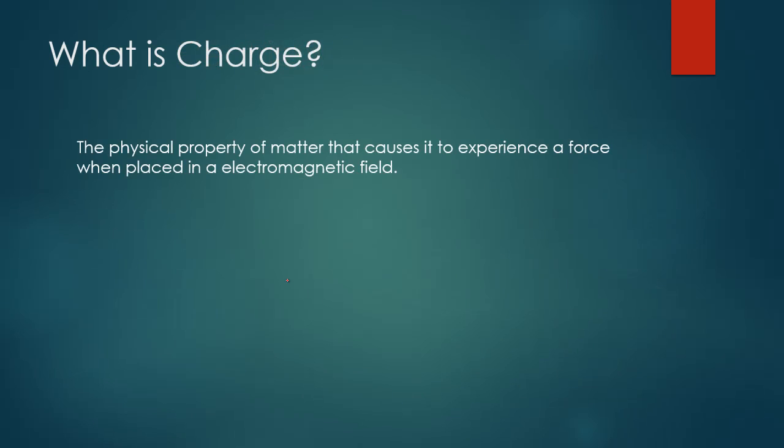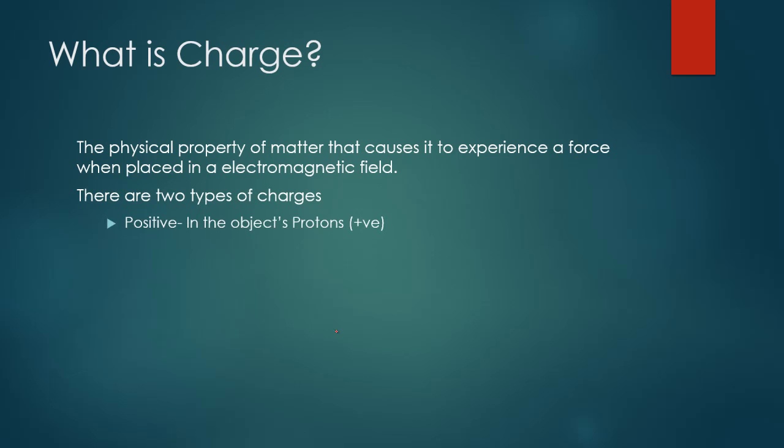So let's talk about what is charge. A charge is just a physical property of matter that causes it to experience a force when it's placed inside of an electromagnetic field. So it's a property of matter. And there are two types of charges, or two charges that matter can have. The first one is a positive charge, and this is located inside that object's or particle's protons.